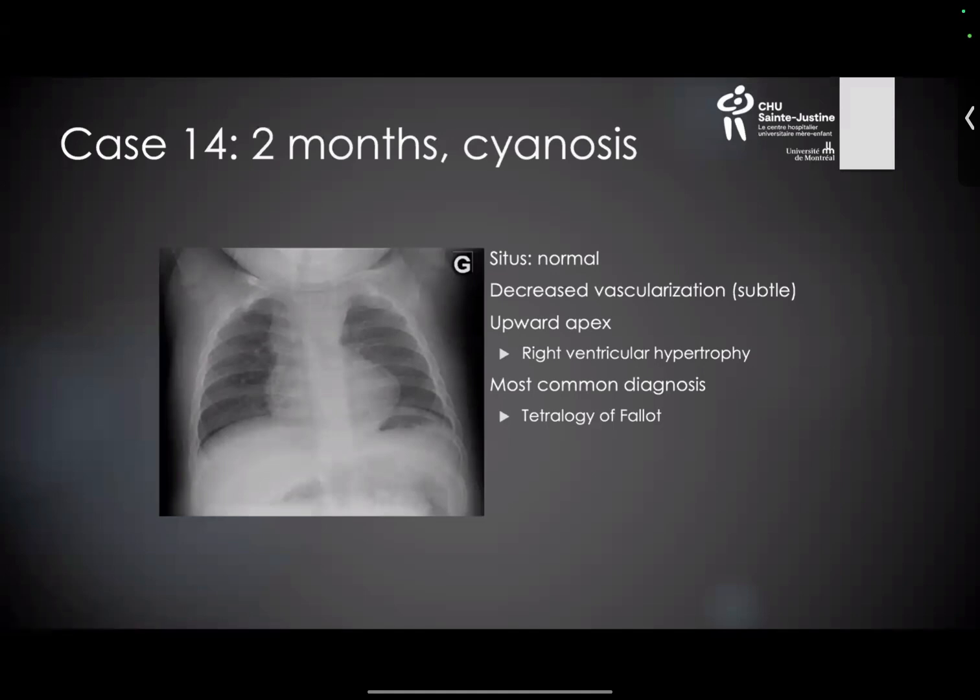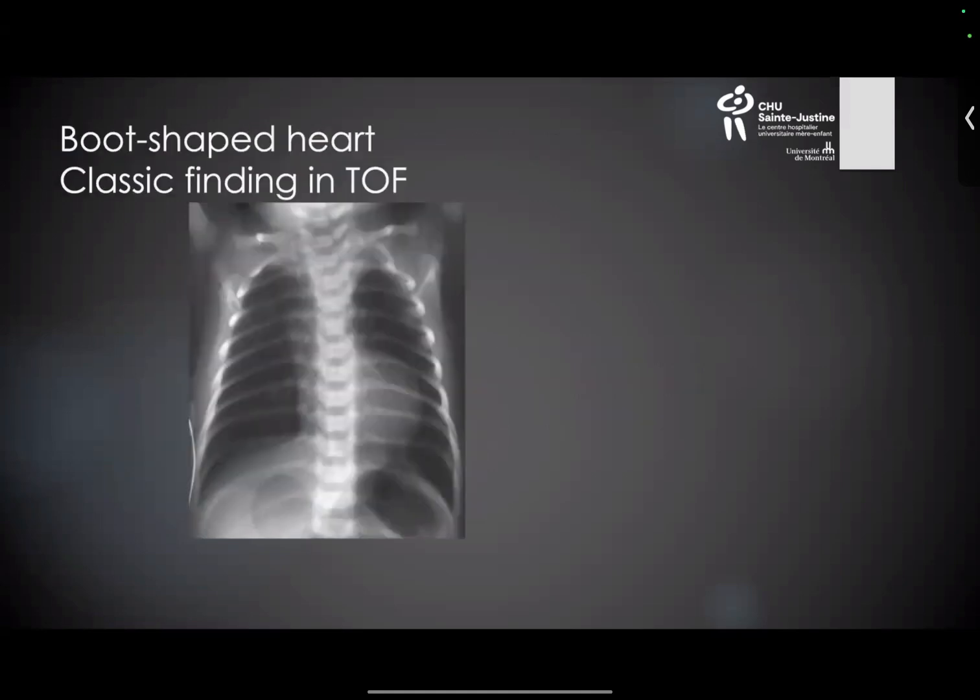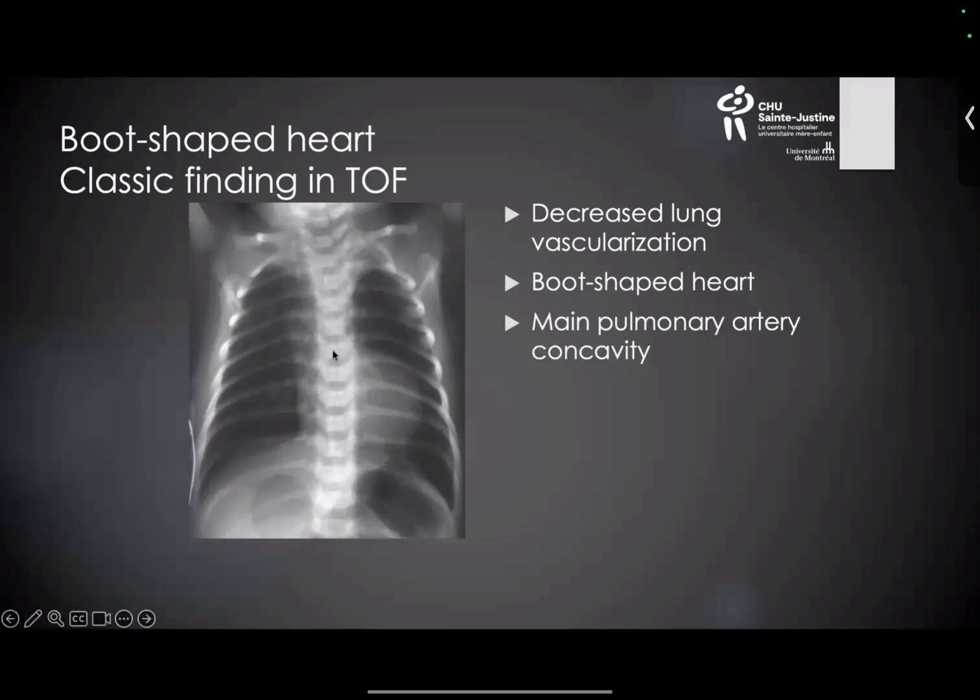And the most common diagnosis in that case is a tetralogy of Fallot. So this is a classic finding in a tetralogy of Fallot. So what do we see? We see a decreased lung vascularization. Usually it's normal, but in that particular case it was decreased. The boot-shaped heart. So you have the main pulmonary concavity, so not a big pulmonary artery.